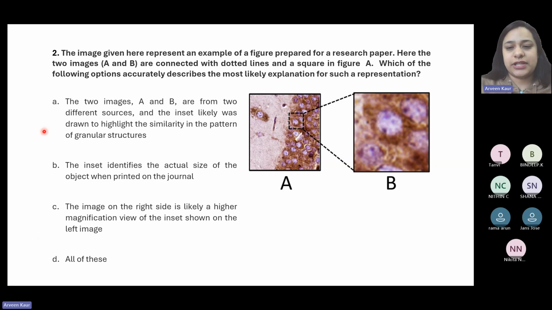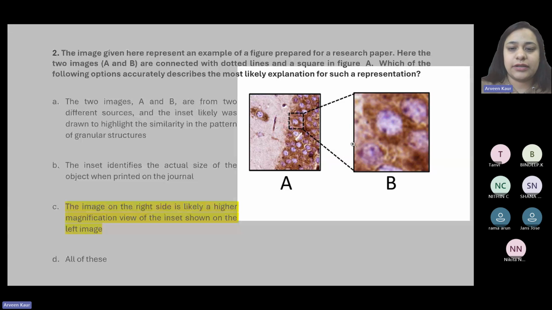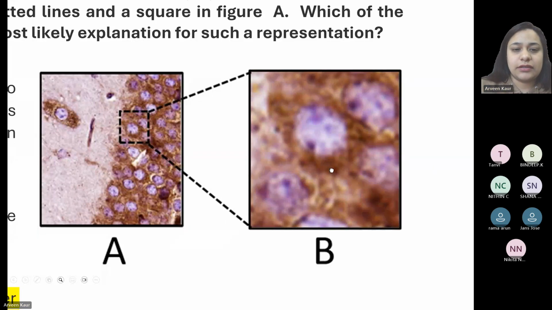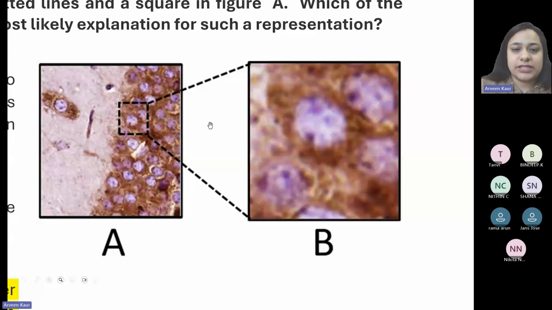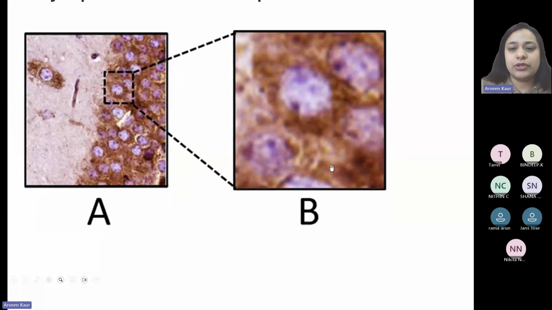Okay, so the option that is actually correct is option C. The image on the right side, that is B, is a higher magnification view of the image on the left, so that we can look at it closely. This is an inset of this. That is why a square has been drawn over here, which represents the area that we are magnifying. After that, a magnification has been done, and this is what the magnified view looks like.